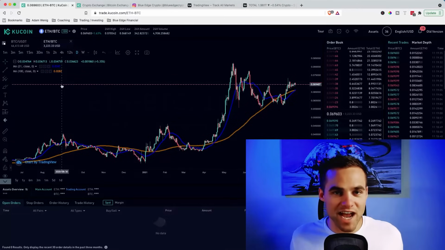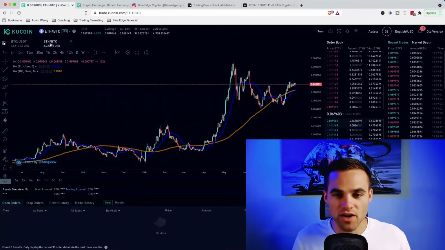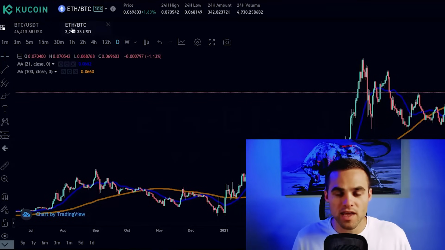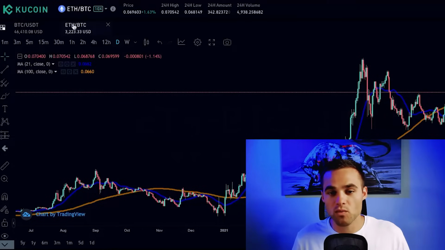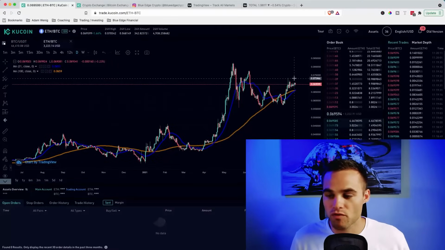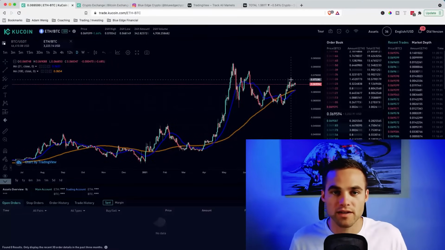And not always is it tied to the US dollar. In this scenario here on KuCoin, you can see this is Ethereum Bitcoin. So Ethereum in this case is the base currency and Bitcoin is the quote currency. So in this scenario, if we think that Ethereum is going to go up more than Bitcoin is going to go up, then we'll buy ETH BTC because we think that ETH is going to become more valuable compared to Bitcoin.